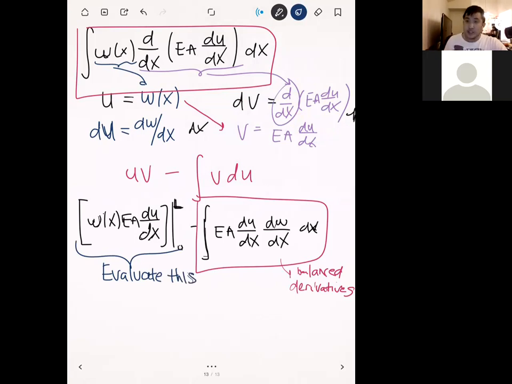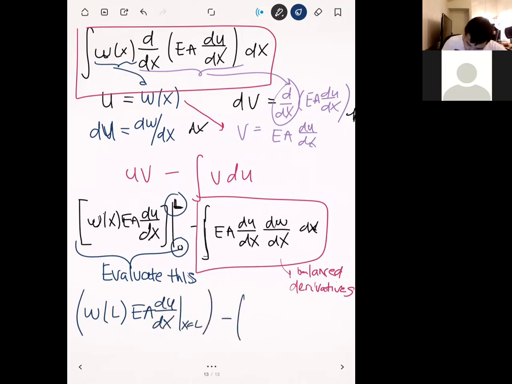Since this term is technically already integrated, we can just plug in our bounds here. We have one bound at x equal to 0 and one bound at x equal to L. So we're going to have w of L times EA du dx at x equal to L, minus w of 0 times EA du dx at x equal to 0. That's the expression for that term.